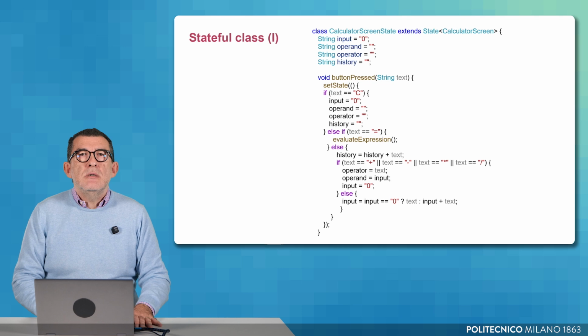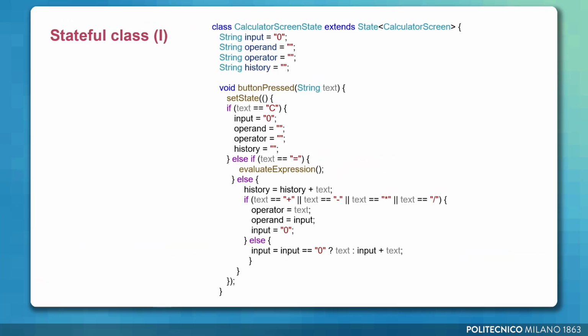The calculator screen state class handles the state for calculator screen, the main stateful widget in this app. It uses 4 string variables to represent its state: input, which captures user input; operand, which stores the selected operator; operator, which holds the first number entered; and history, which records past calculations.